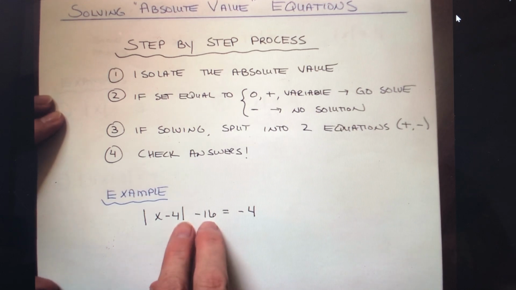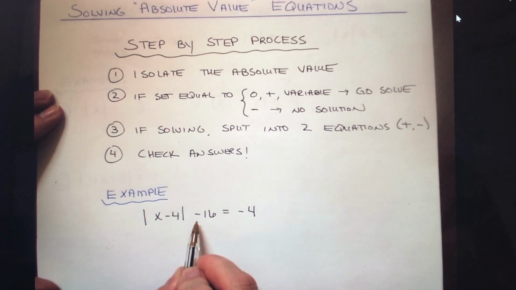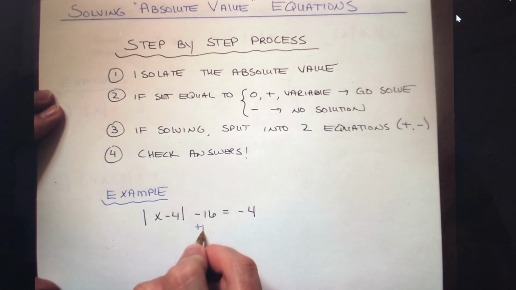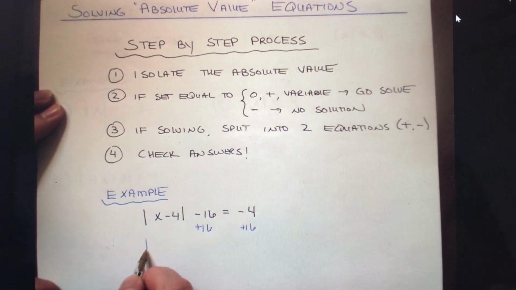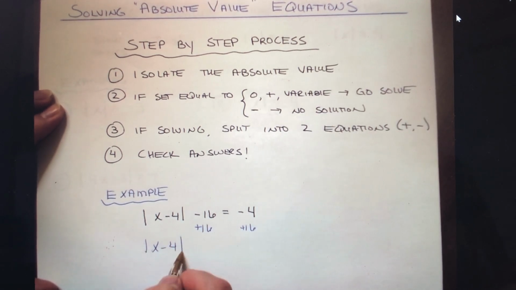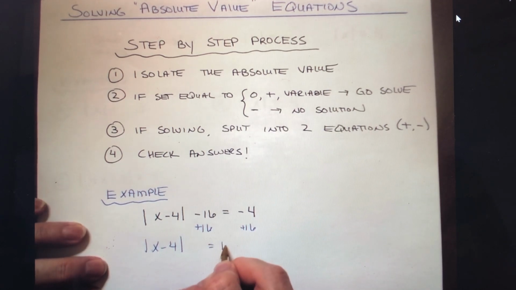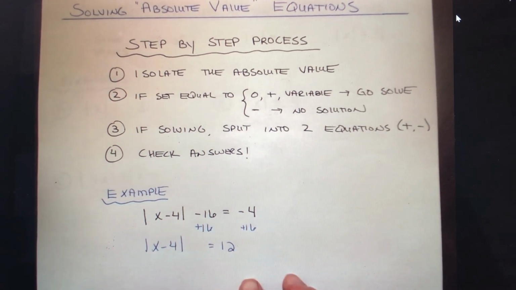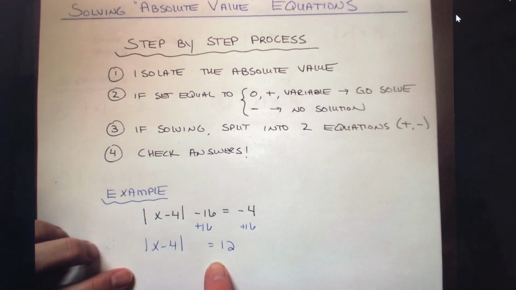So step one means you have to isolate. So I just want to show you what that can look like. Since this is a negative 16, I'm going to add positive 16 to both sides. And so really, this turns into the absolute value of x minus 4 equals 12. So this is the problem that I would actually go solve.